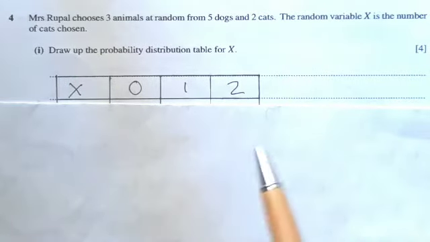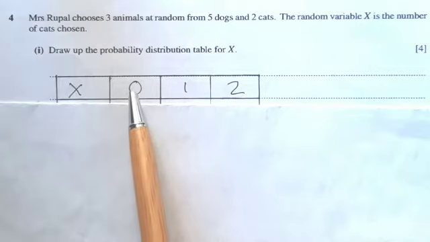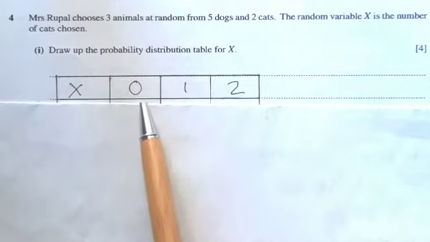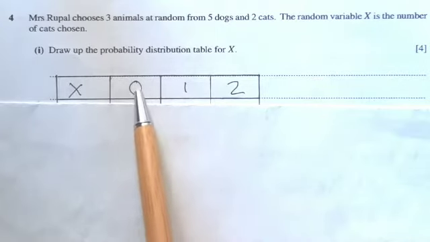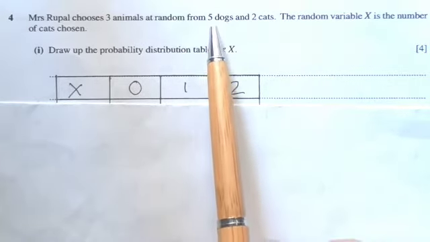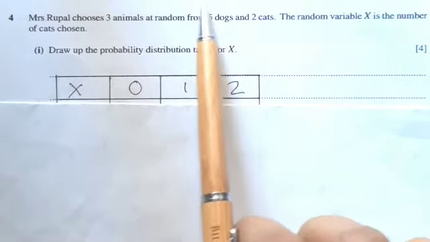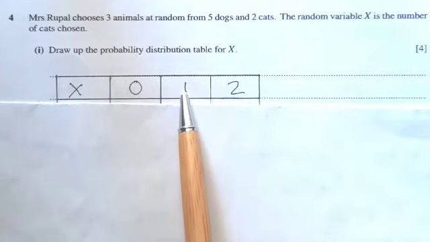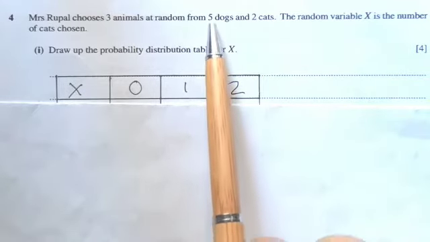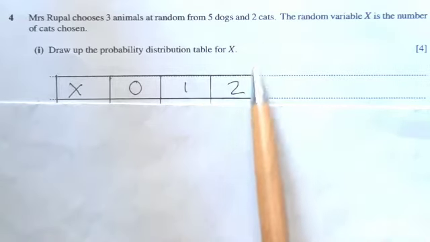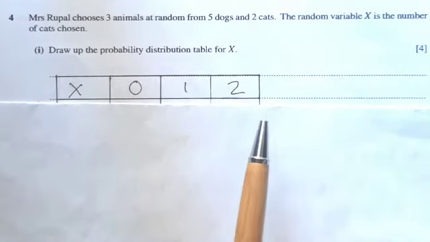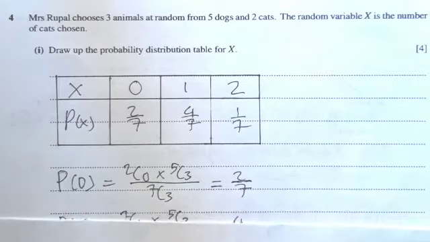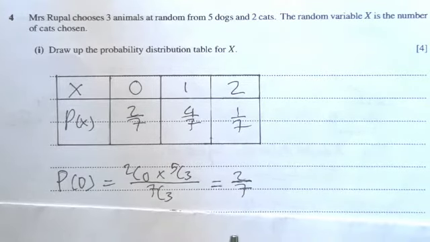Thus the random variable can be 0, 1, 2. If x is 0, it means no cat has been chosen, so the animals are all from the dogs, those 3 dogs. If x is 1, it means 1 cat and 2 dogs, and if x is 2, it means 2 cats and 1 dog. To find the probability, we use the combination here.